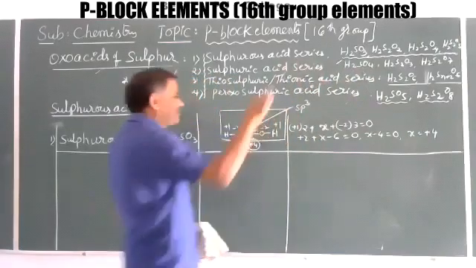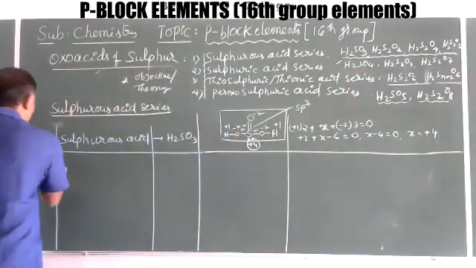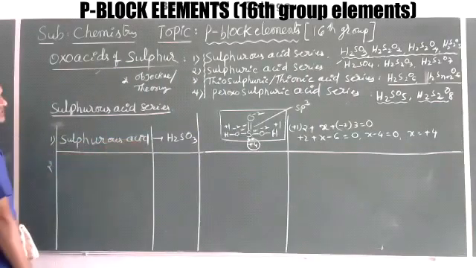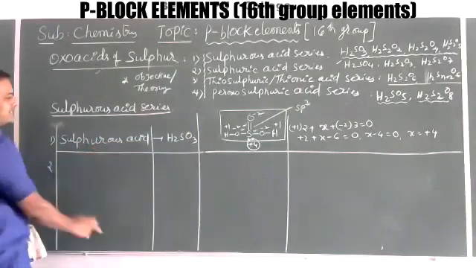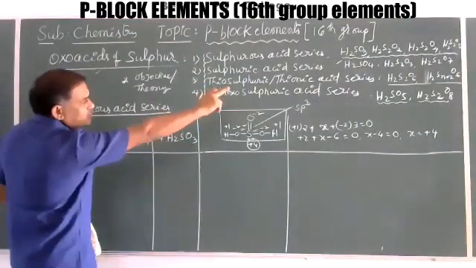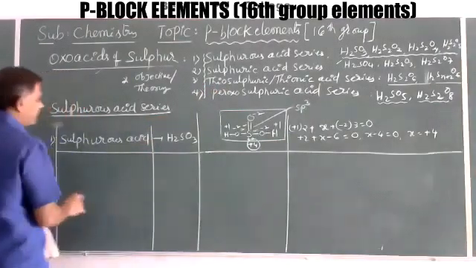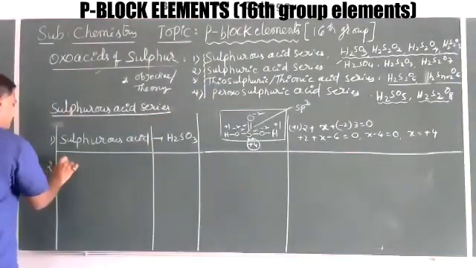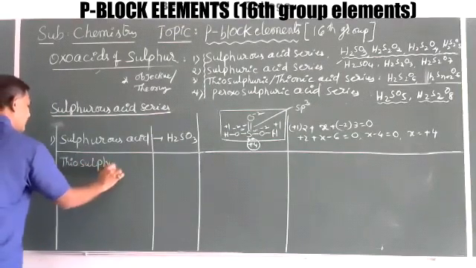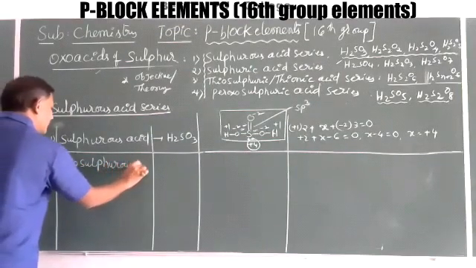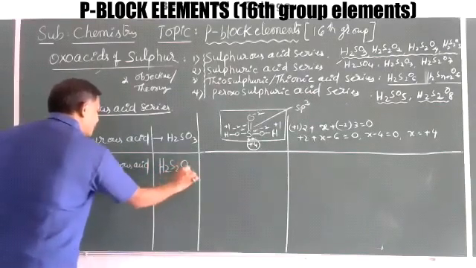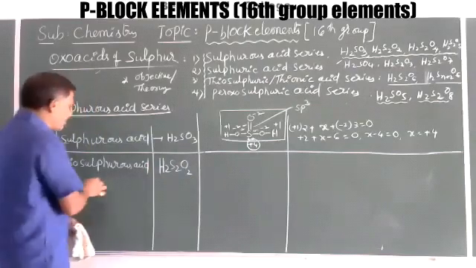Very important concept here. Oxidation states and its structures are very important. First one is sulfurous acid, H2SO3. Next one is H2S2O2, that is thiosulfurous acid. Formula is H2S2O2. This is where the thio group is present.